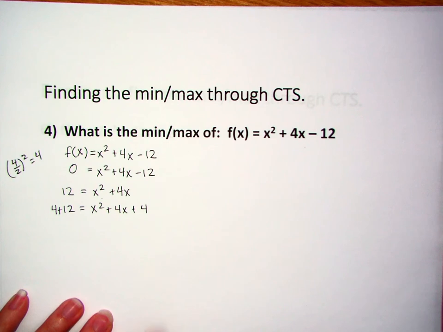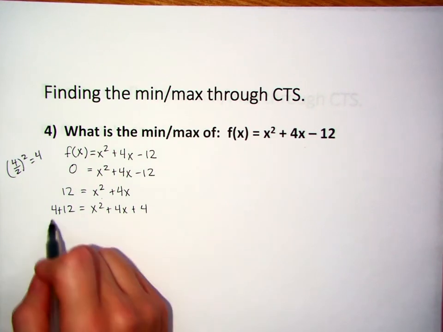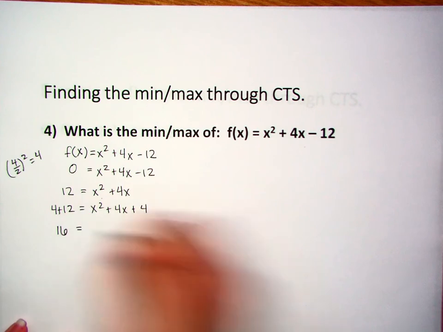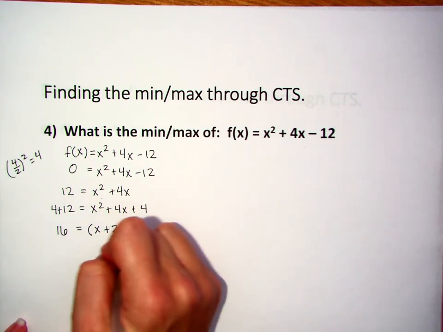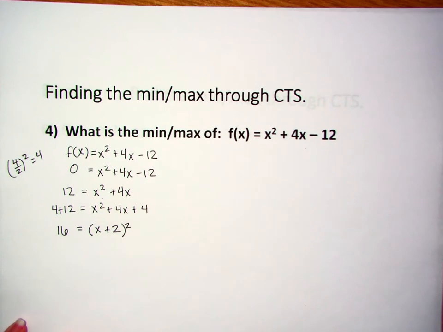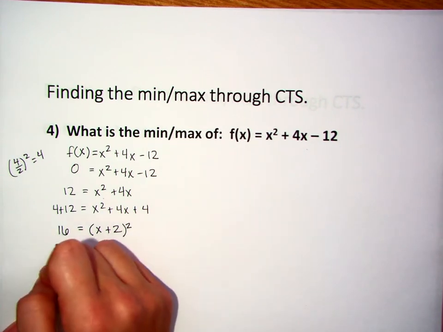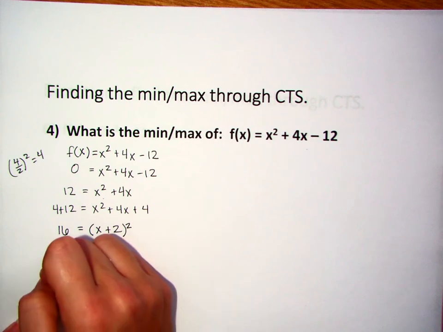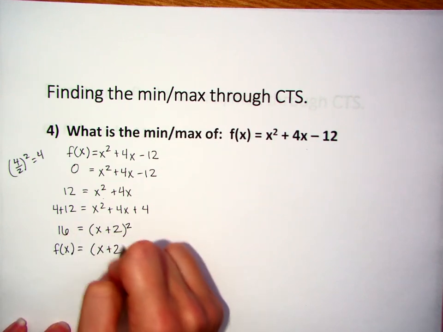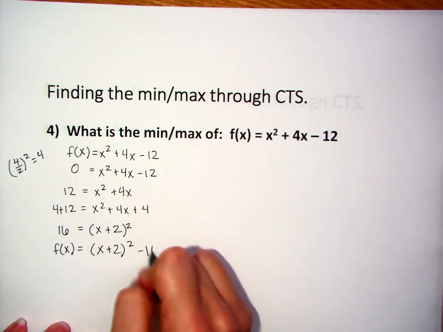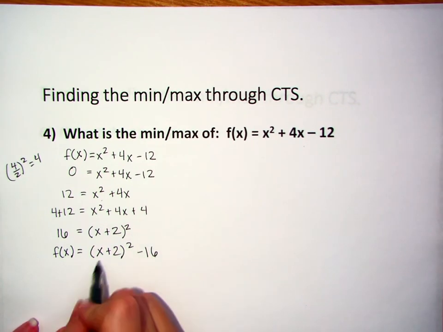And then from here, we're going to actually simplify this. So then 4 plus 12 is 16 equals, we're going to factor on this side. So x plus 2, because we made it a perfect trinomial square. And now we're going to move this 16 back over, so we'd subtract 16 from both sides. And so my f of x would equal this x plus 2 squared, and then don't forget we had to subtract that 16.